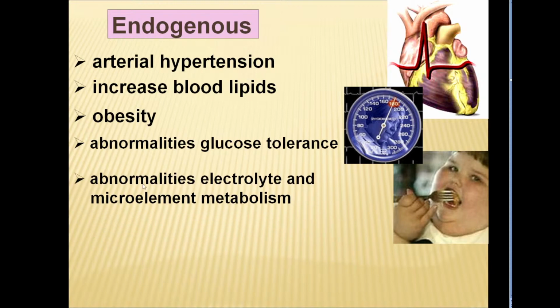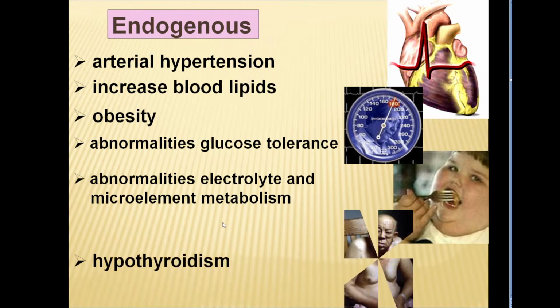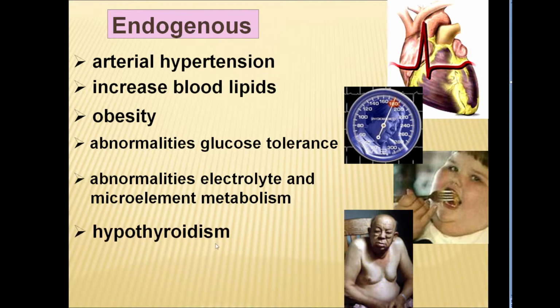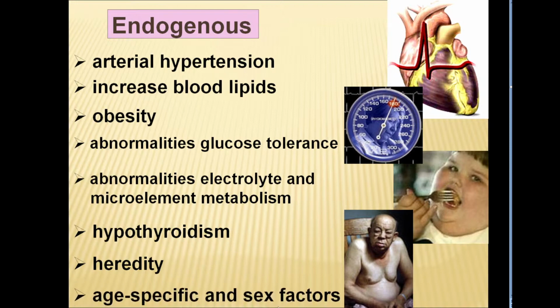We must remember about electrolyte and microelement metabolism. Hypothyroidism provokes ischemic heart disease because the thyroid gland regulates activity of the cardiovascular system. And more often, all these problems appear due to some hereditary predisposing factors. And age-specific and sex factors. Ischemic heart disease appears more often in men because there are more specific risk groups for men. And after some age period, the level of ischemic heart disease between men and women becomes approximately the same.